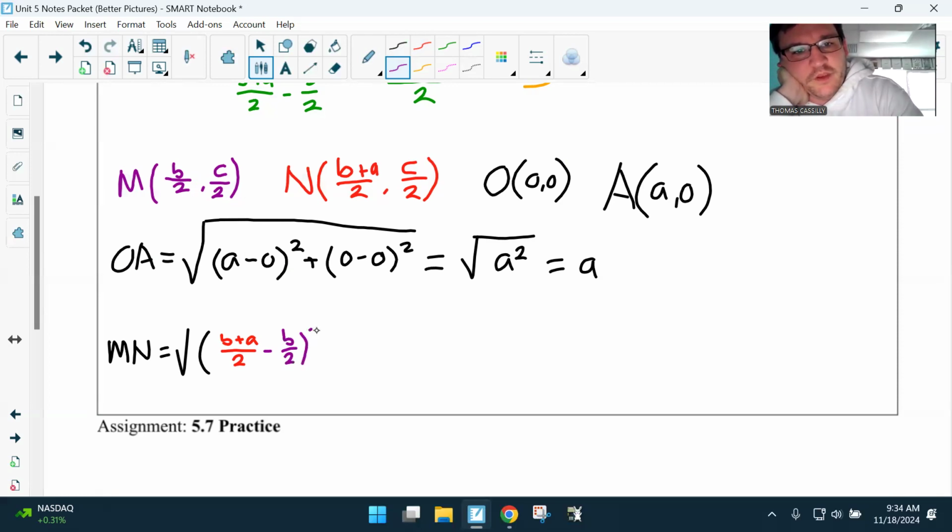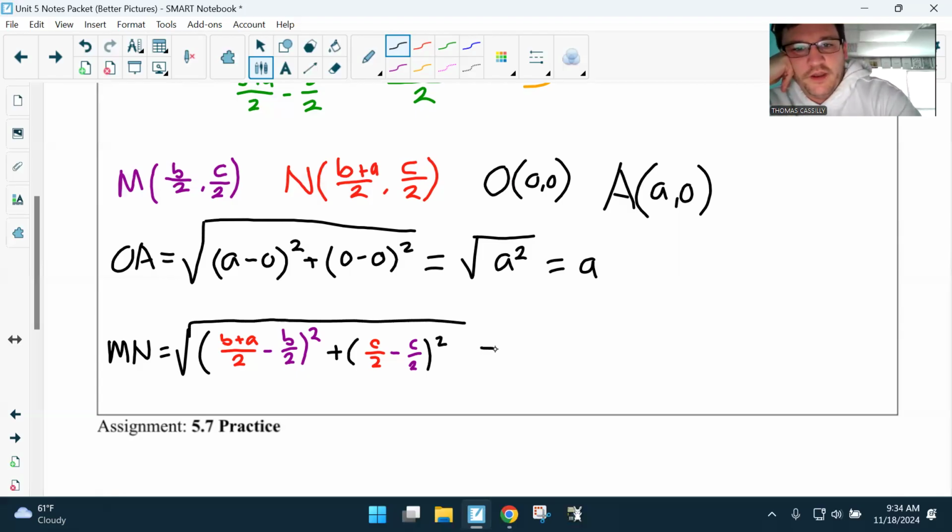We take all that and we square it, plus we need y2, just c over 2, minus y1, which is also c over 2. Take that mess and we square it.